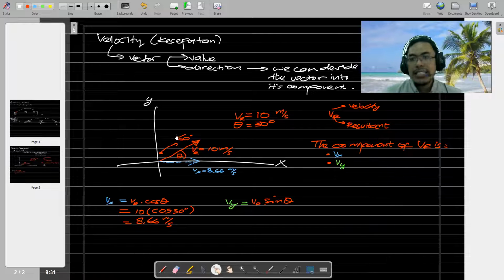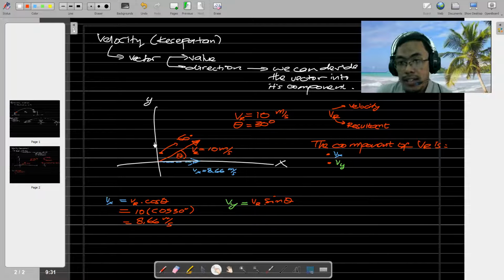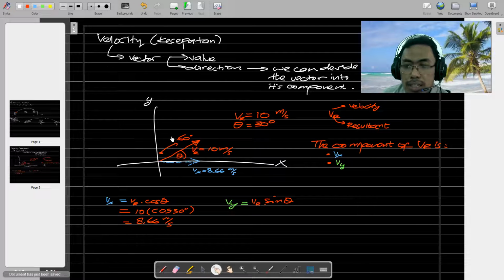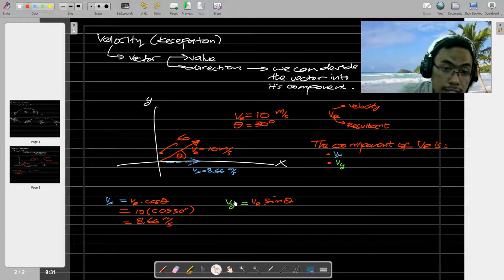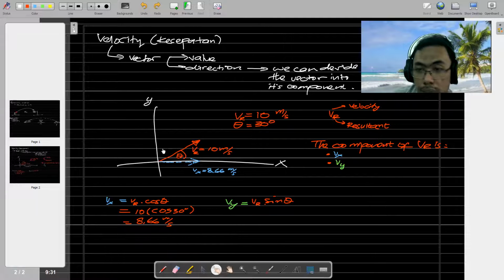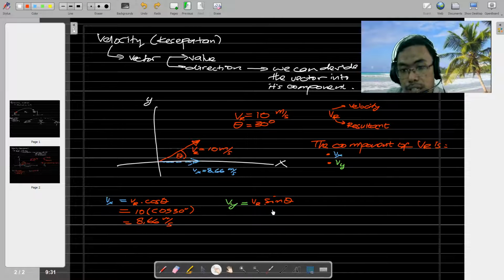So 90 degrees, when we have 30, then this one must be 60. But in this case we don't have any explicit information, so we can just assume that we don't have any information of the angle at this point. So we use sin theta.